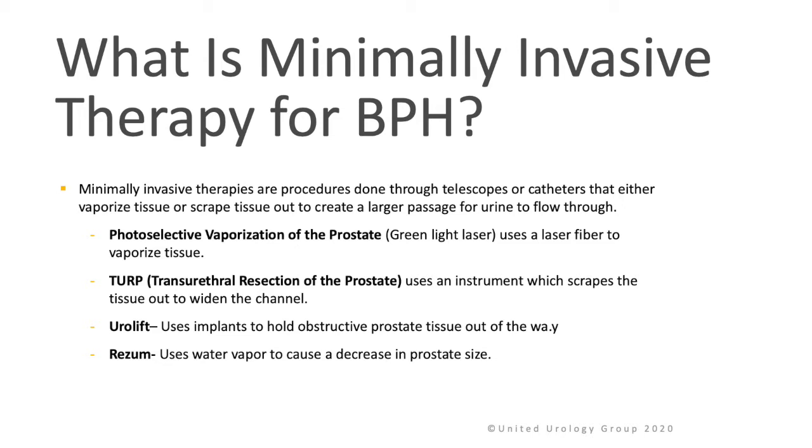What is minimally invasive therapy for BPH? Minimally invasive therapies are procedures done through telescopes or catheters that either vaporize tissue or scrape tissue out to create a larger passage for urine to flow through. Photoselective vaporization of the prostate, otherwise known as green light laser, uses a laser fiber to vaporize tissue. TURP, also known as transurethral resection of the prostate, uses an instrument which scrapes the tissue out to widen the channel. Urolift is a procedure that uses implants to hold obstructive prostate tissue out of the way. Rezum is a procedure that uses water vapor to cause a decrease in prostate size.